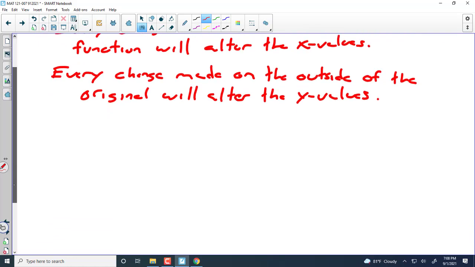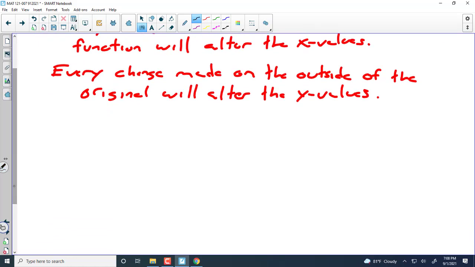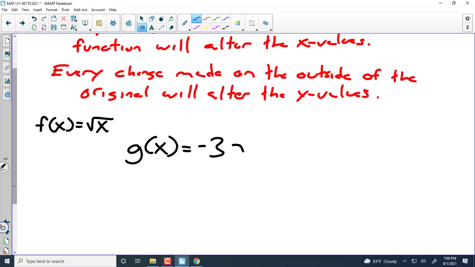For instance, everyone, let me show you another large function based off the original parent function, square root of x. Square root of x isn't the most important one, it's just the one I like to work with the most. It's interesting. Here is a parent function, and here is its altered function.